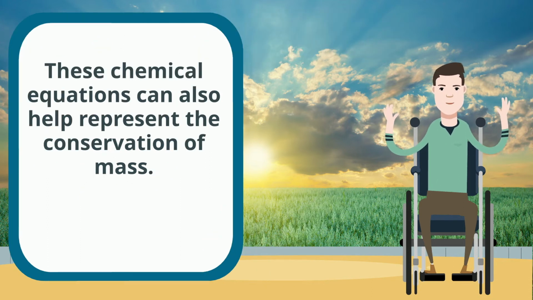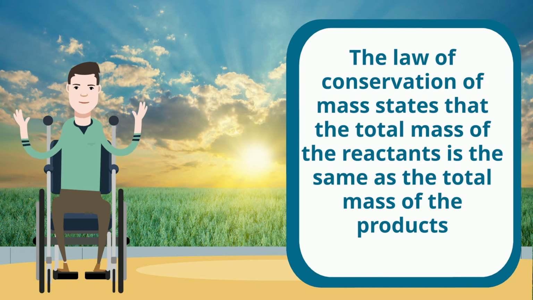These chemical equations can also help represent the conservation of mass. The law of conservation of mass states that the total mass of the reactants is the same as the total mass of the products.